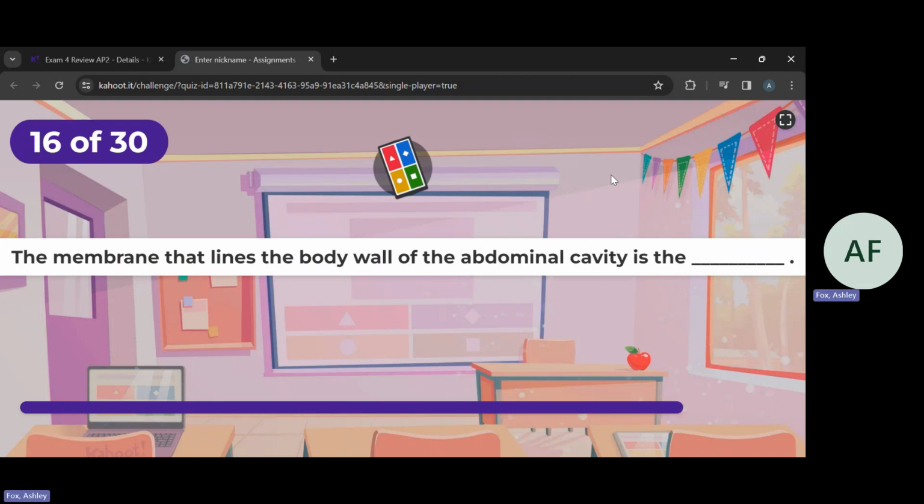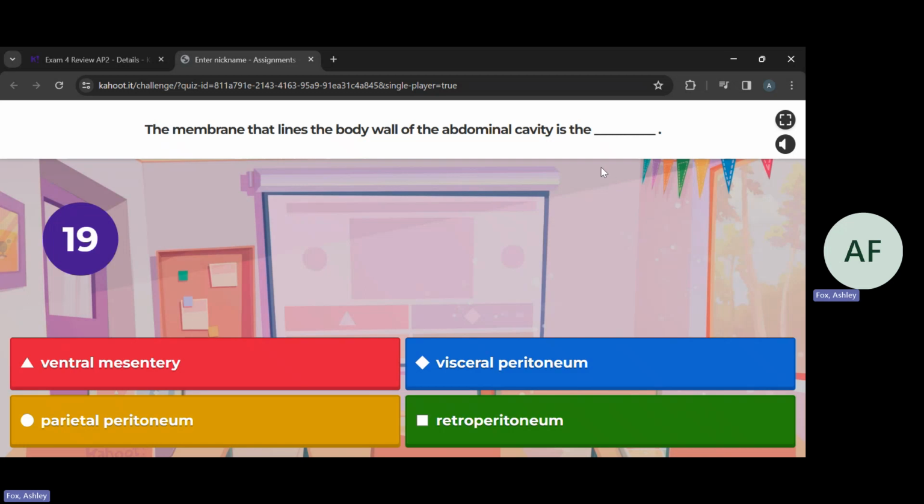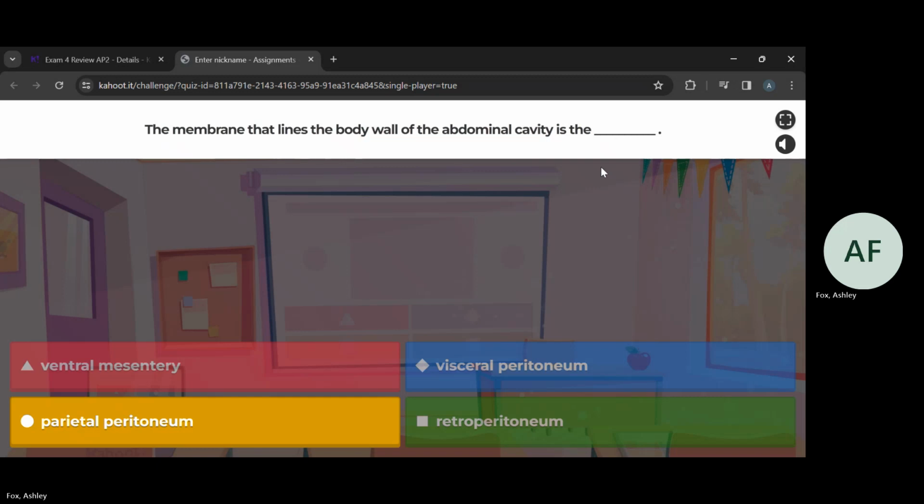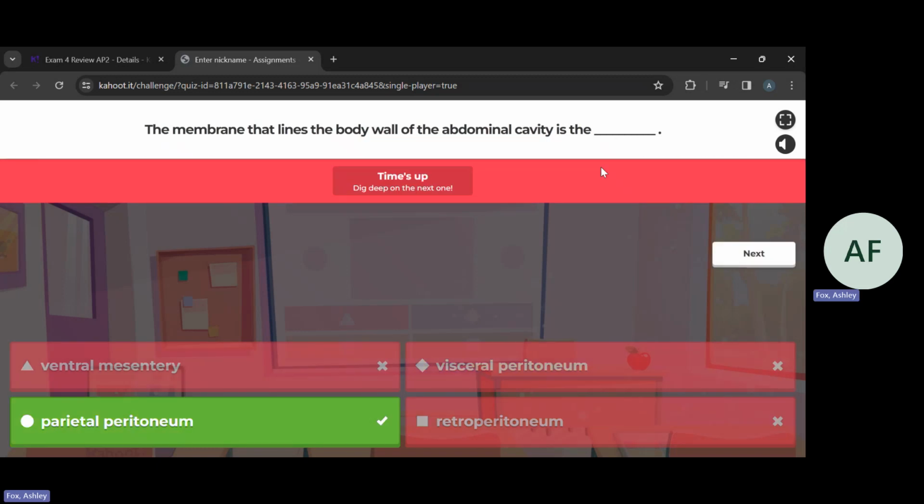The membrane that lines the body wall of the abdominal cavity is ventral mesentery, visceral peritoneum, parietal peritoneum, or retroperitoneum? So this is the parietal peritoneum.